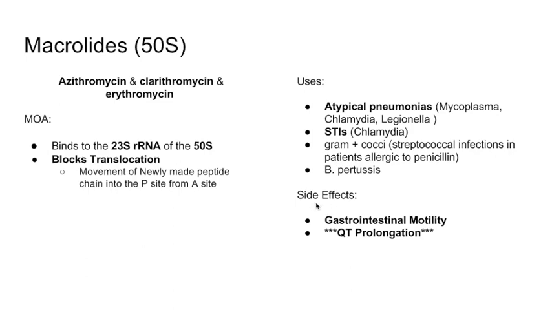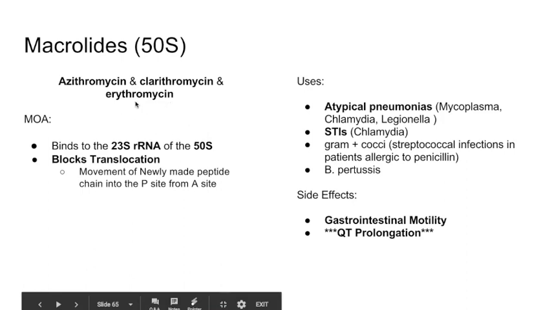Side effects for macrolides, the two biggest ones that I would remember: first, it goes after the gut. There are specific receptors that macrolides attach to in the gut. I forgot what exactly they're called, but it causes motility of the GI tract. So if you have a patient with gut motility issues, like diabetic patients or patients that can't move their gut, you can give them a macrolide, not for the purpose of an infection, but for the purpose of moving their gut. Macrolides are used for that, specifically erythromycin.